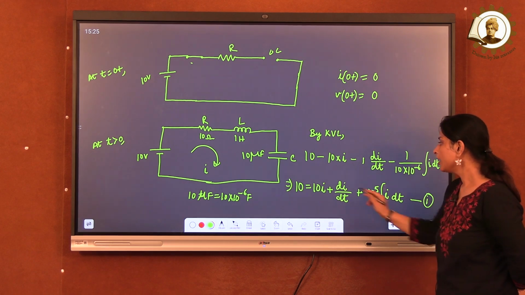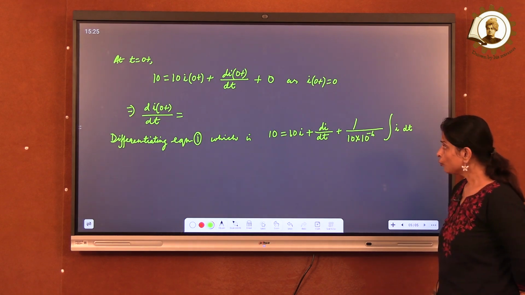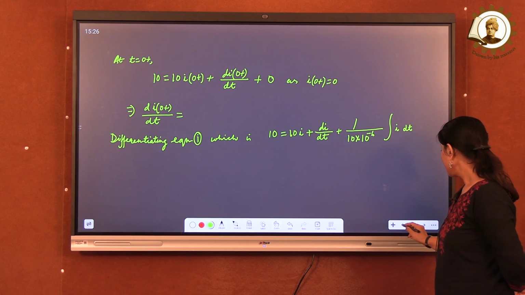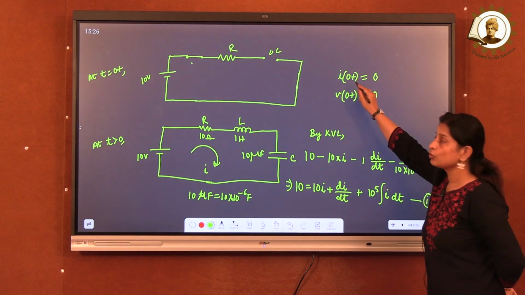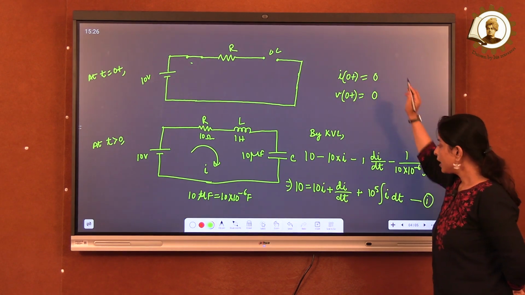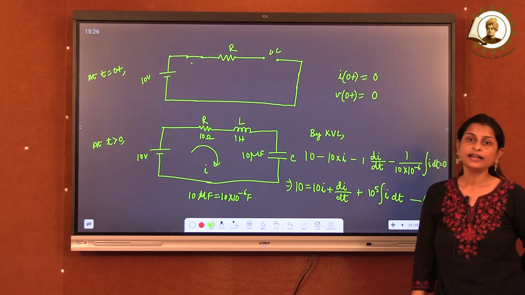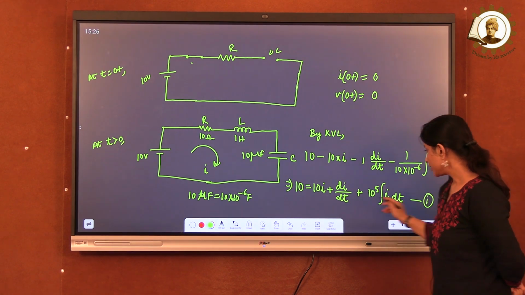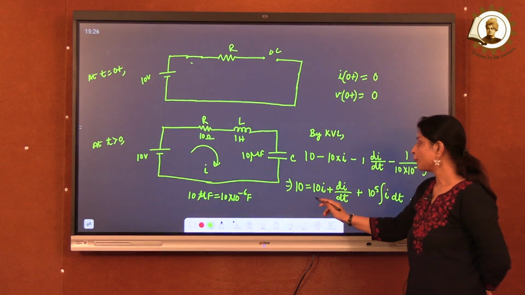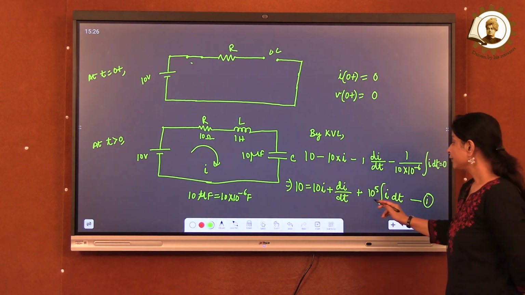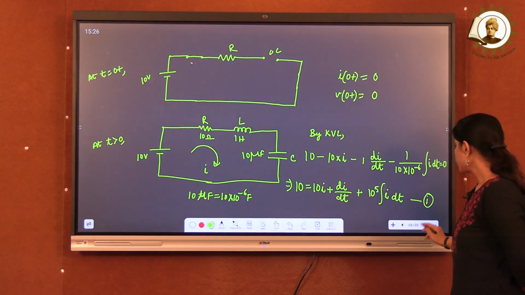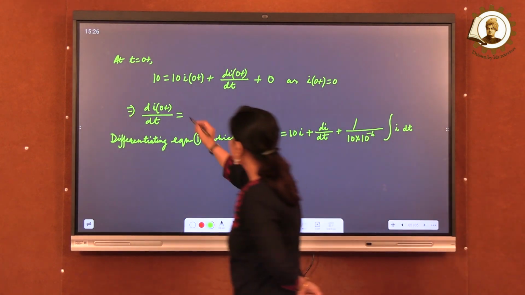So we have got the equation. We have found that I(0+) is 0 ampere. Now we need to know what will be the value of di/dt at 0+. So in this equation, if we evaluate it for t equal to 0+, then we will get the di/dt. So we have this one.